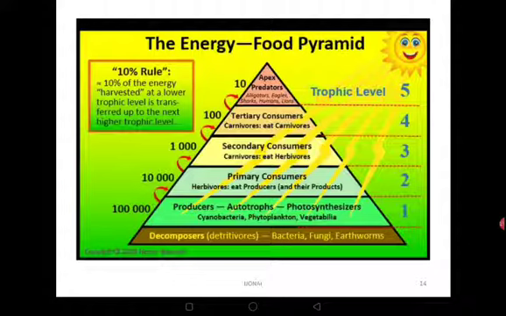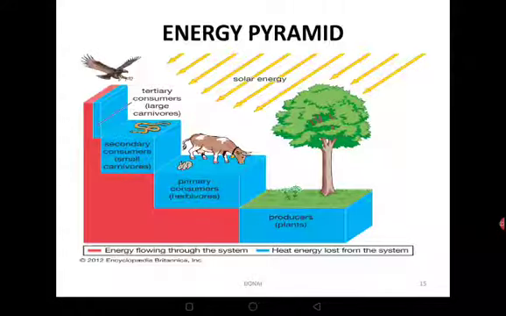That's why you can see here 100,000 kilojoules reduces to 10,000 kilojoules to 1,000 kilojoules to 100 to 10. So as you move from one trophic level to the next, only 10% of the energy is passed from one trophic level to the other. And this is more accurate.